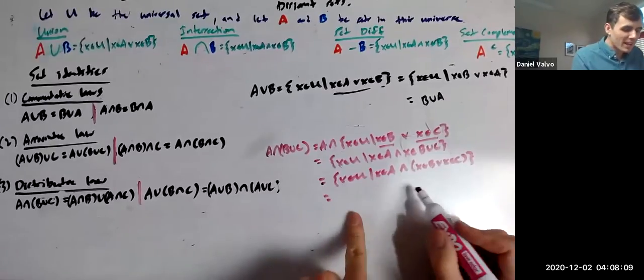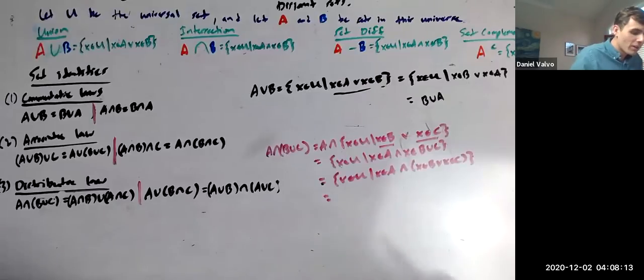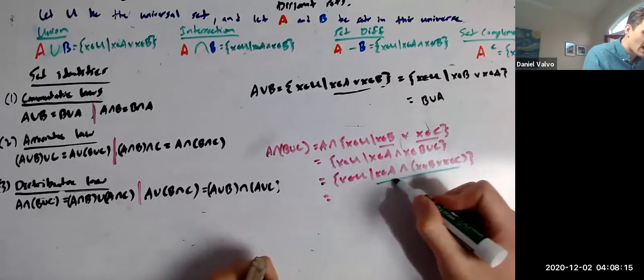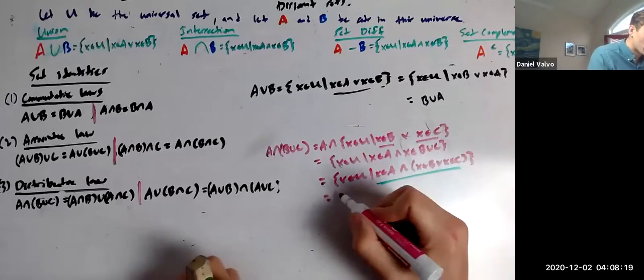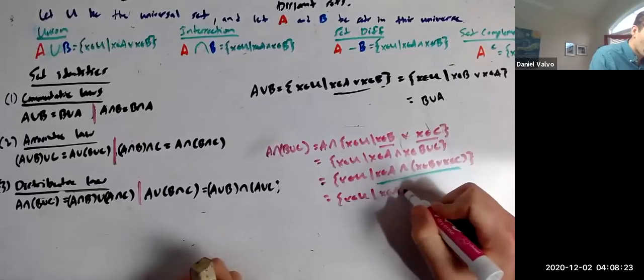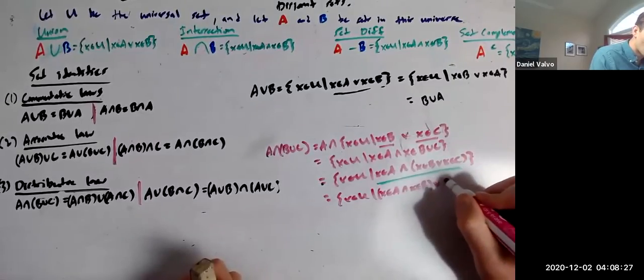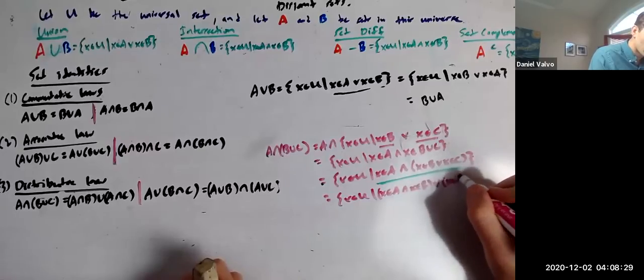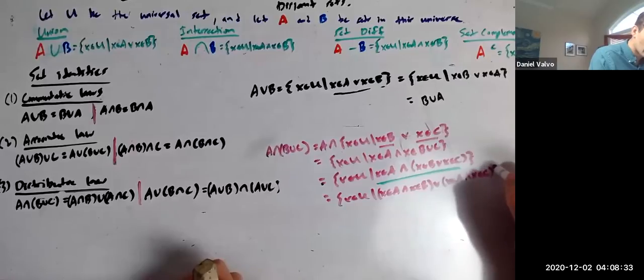Once we have this right here, once again, our logical operation identities are hiding here. Like this, we can distribute that and. This becomes all X in U such that X is in A and X is in B, or X is in A and X is in C.